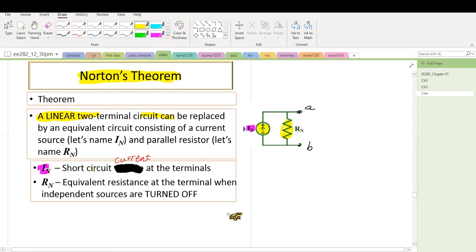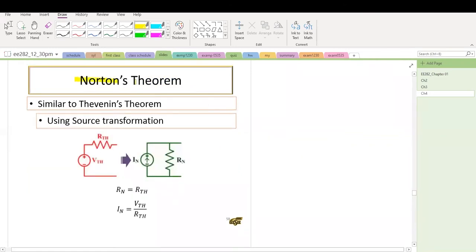In is the short circuit current at the terminal, which means that this terminal is short circuited, and then we find the current. That's the short circuit current In. Rn is the equivalent resistor at this terminal A and B when all the independent sources are turned off. The relationship of Norton theorem and Thevenin theorem can be illustrated using source transformation.